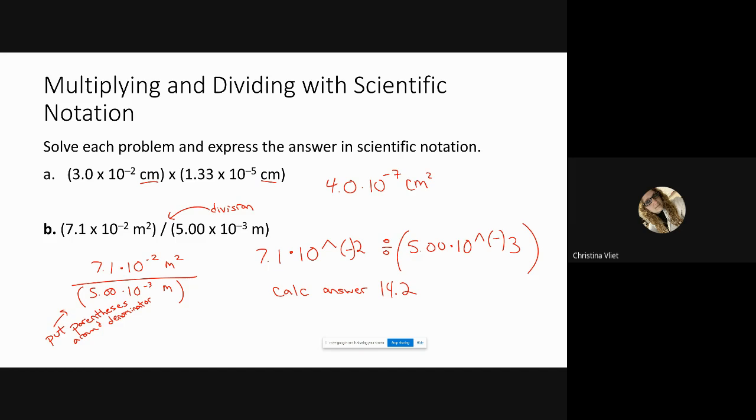If you struggle with the calculator, once again, you are going to have to pick up on it. I have to show it on the Desmos, so just do the second one. 7.1 times 10 to the negative 2 divided by, it's the same as that in the order I wrote it, times 10 raised to negative.